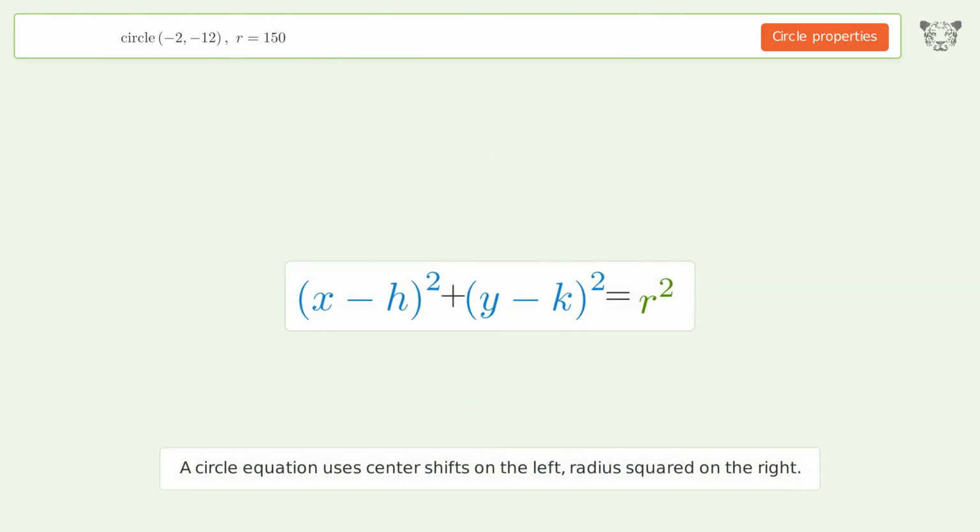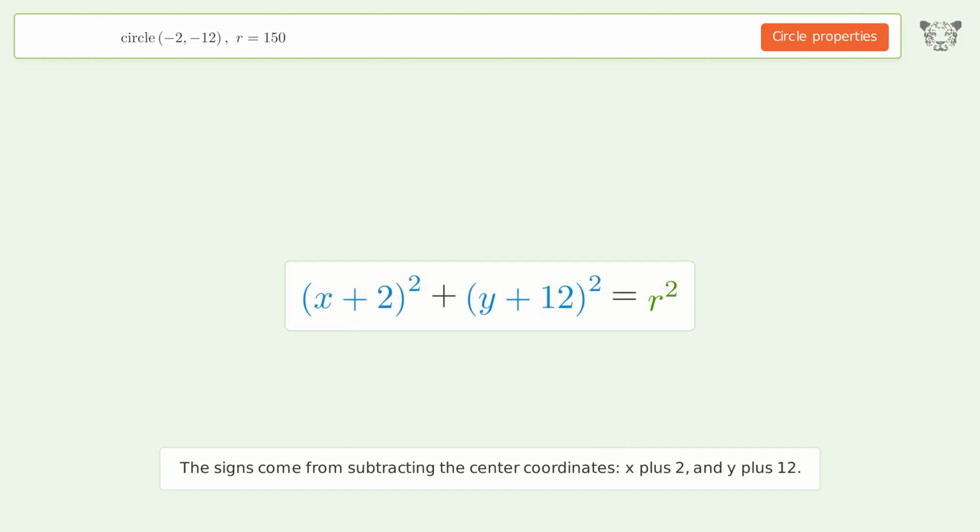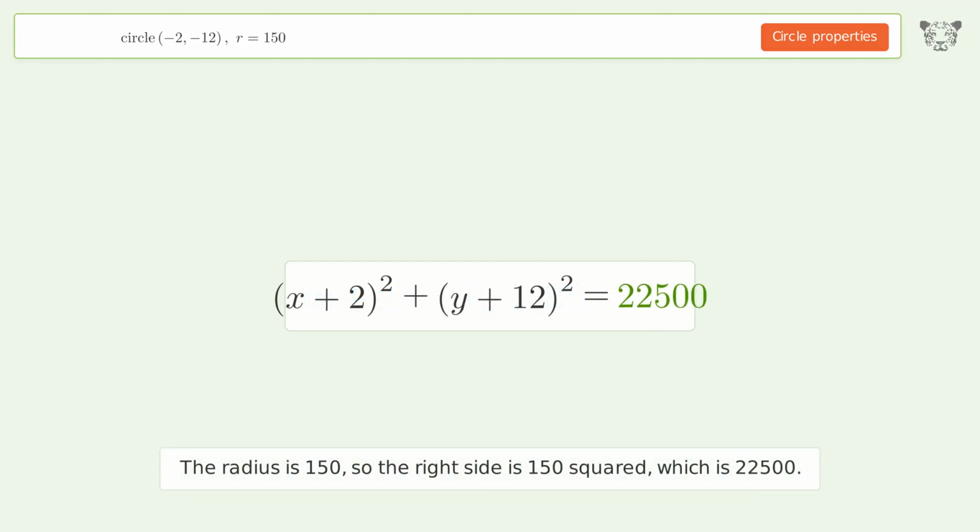A circle equation uses center shifts on the left, radius squared on the right. The signs come from subtracting the center coordinates: x plus 2, and y plus 12. The radius is 150, so the right side is 150 squared, which is 22,500.